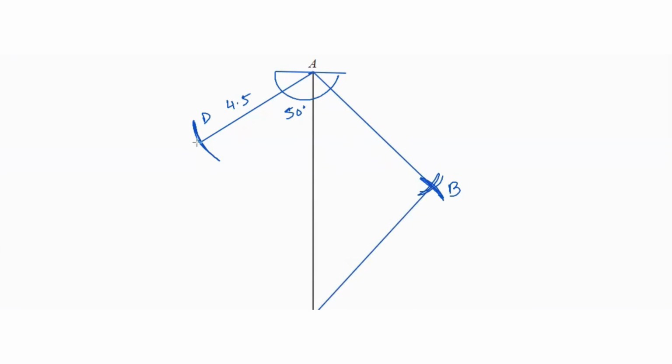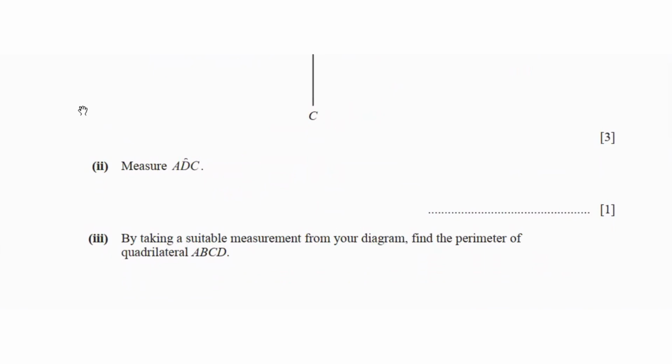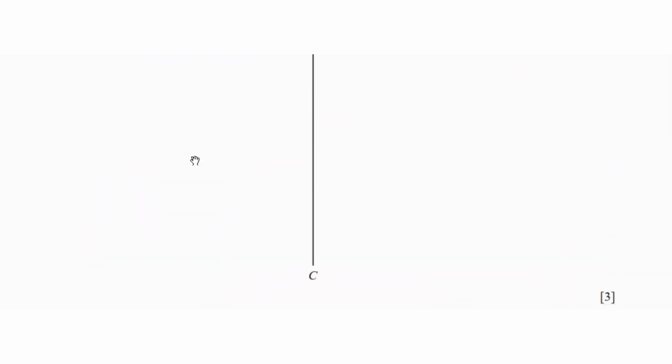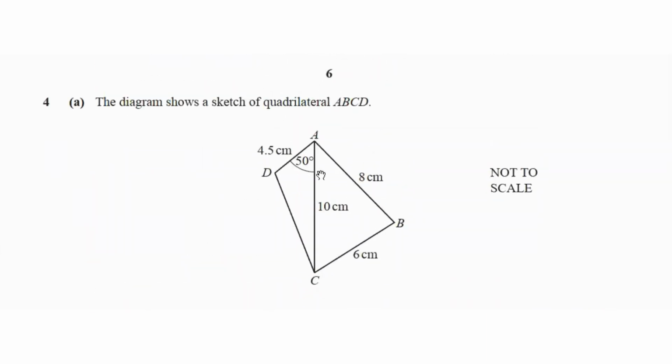And then in the next part, they're asking us to measure angle ADC. So once you have drawn the shape using your protractor, you will put the protractor at D and measure the measurement. And then by taking a suitable measurement from your diagram, find the perimeter of quadrilateral ABCD. For that, you will measure your distance of DC, because you already have all the three lengths. And then once you have DC, you just add them up and you will have your perimeter.